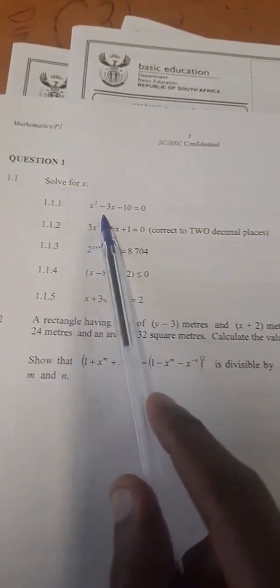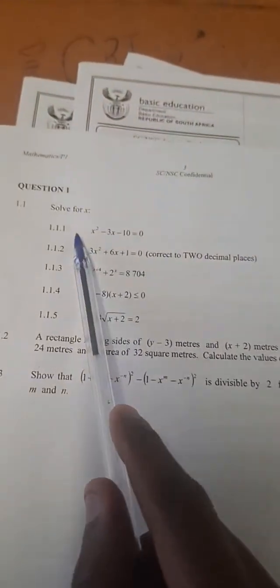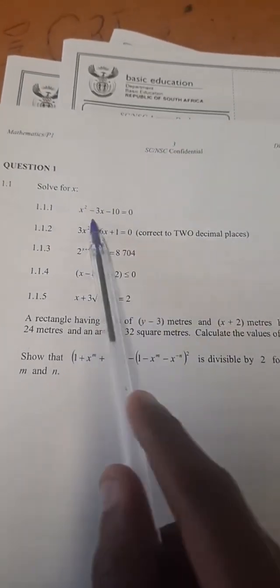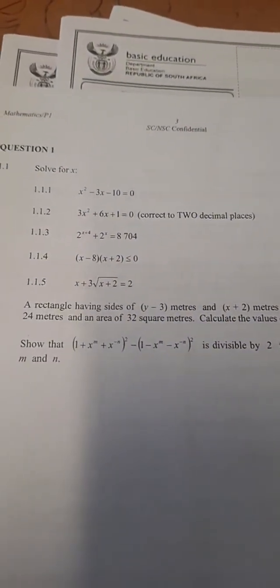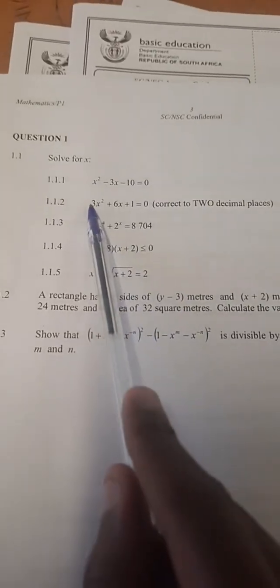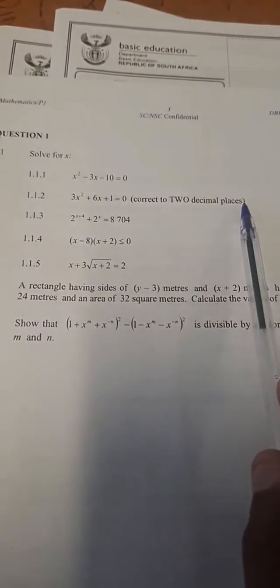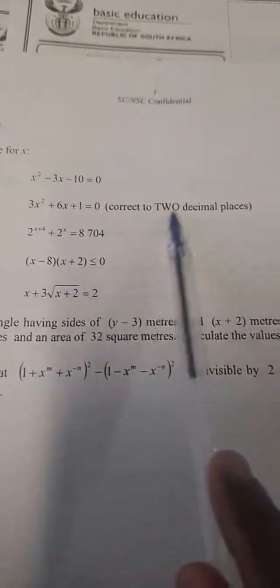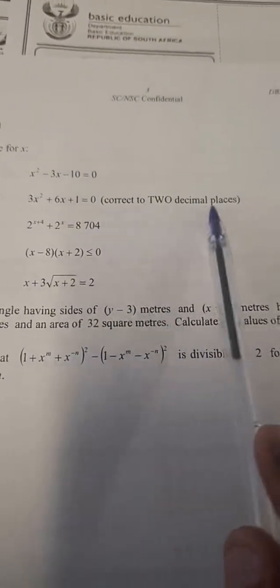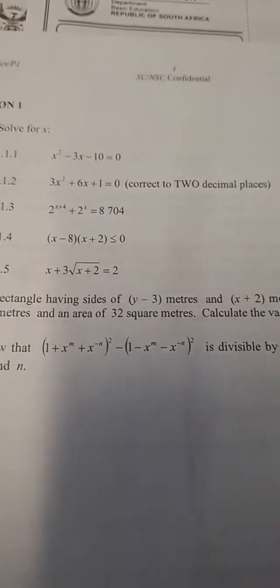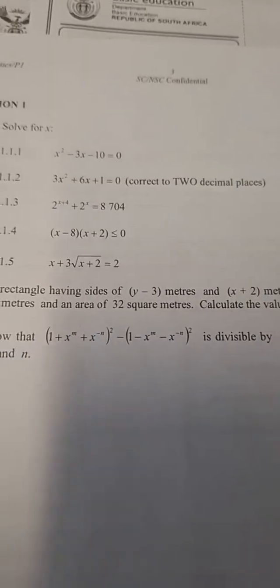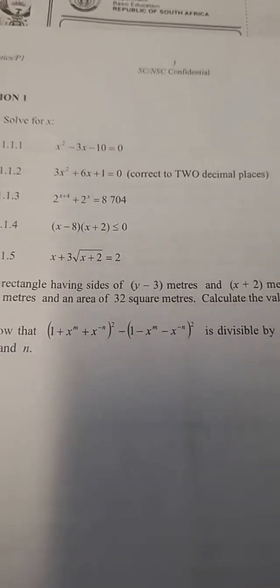And what you can do, guys, is go and check the pattern. This seems to be a common pattern. They start you off with a basic solve for x, where you can either factorize or use the quadratic formula if factorization is a problem. Then 1.1.2, where you have to use the quadratic formula because you have to round off to 2 decimal places. Please take note, sometimes they say correct to 2 decimal places, sometimes correct to 1 decimal place, and you must know how to round off. If they say leave your answer in simplest surd form, then you must be able to leave your answer in simplest surd form.